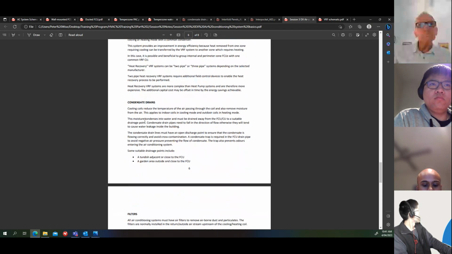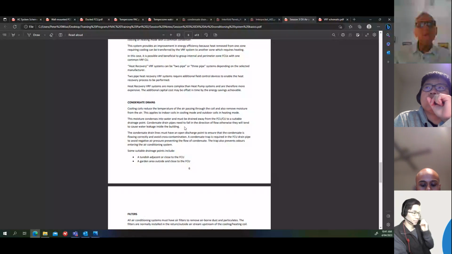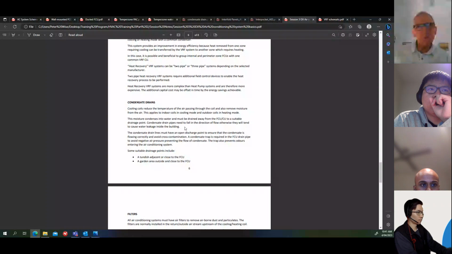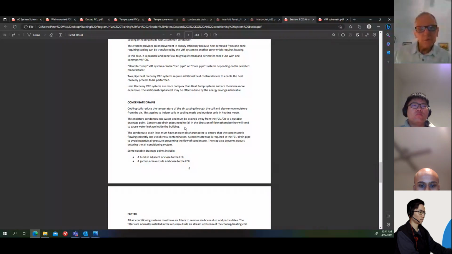Moisture condenses into water and must be drained away from the fan coil unit or condensing unit to a suitable drainage point. Condensate drain pipes need to fall in the direction of flow, otherwise they'll tend to cause water leakage in the building. So when you're doing your layouts with fan coil units, I'm sure you've all done this, always be aware that you've got to get the condensate out of the building somehow. One option might be to get the hydraulics contractor, the plumbers, to give you a tundish adjacent to the fan coil unit. Then it takes away your concerns about trying to run a condensate pipe out of the building.